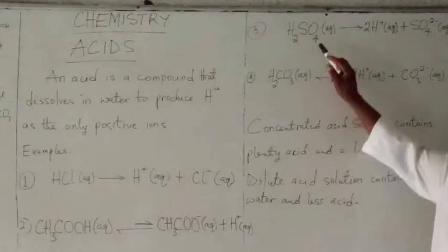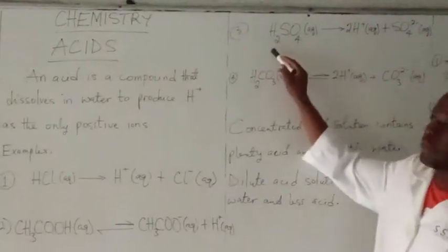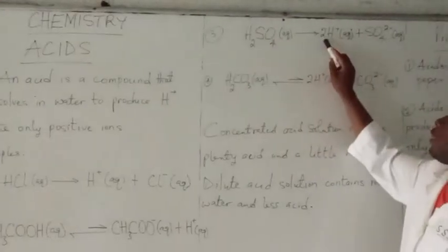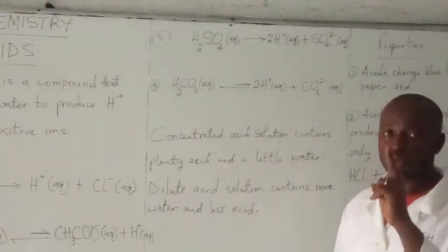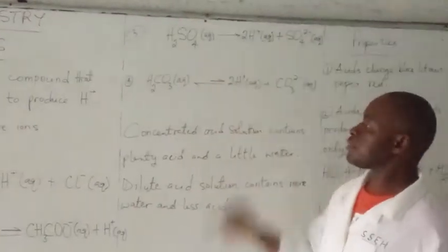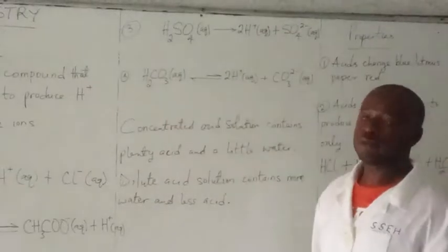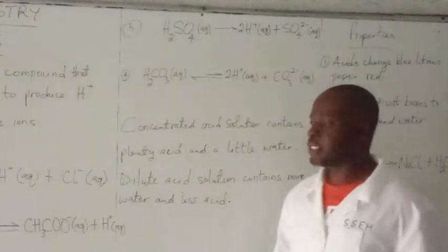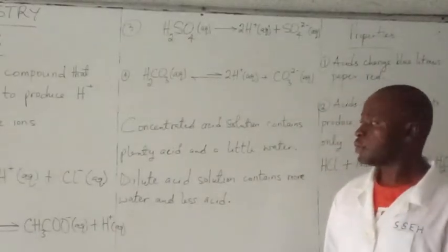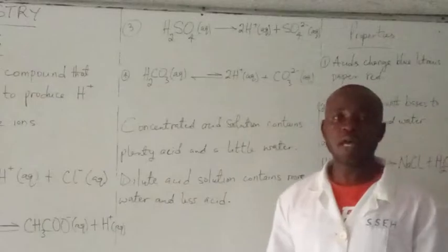What about sulfuric acid? That is tetraoxosulfate 6 acid. What is the basicity? You see 2 here. So the basicity of tetraoxosulfate 6 acid is 2. 2 replaceable hydrogen ions. What about trioxocarbonate 4? How many replaceable hydrogen ions? 2. So its basicity is 2. Do you understand? Do you have any question to ask so far?